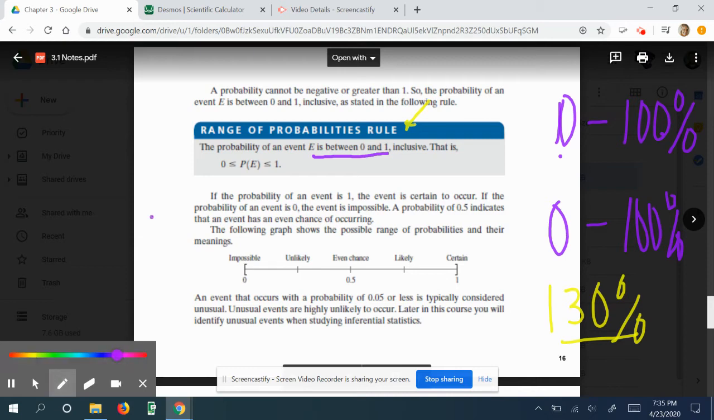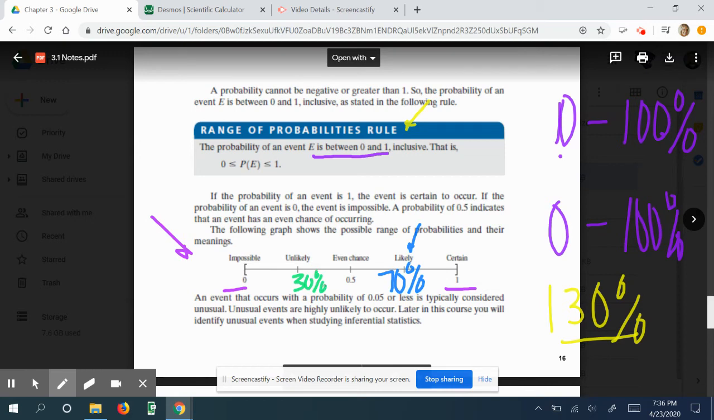Now, here is a scale that's kind of good to look at. It says if a probability is nearly zero or is zero, it's considered impossible. And if something is 1 or 100%, we consider it certain. So let's say today there's a 70% chance of rain, it's probably likely that it's going to rain today. However, if we see 30%, that means it's probably unlikely to happen. So likely to unlikely is this span right here, over the 50%. And if something's 50-50, you have an even chance of it going either way.